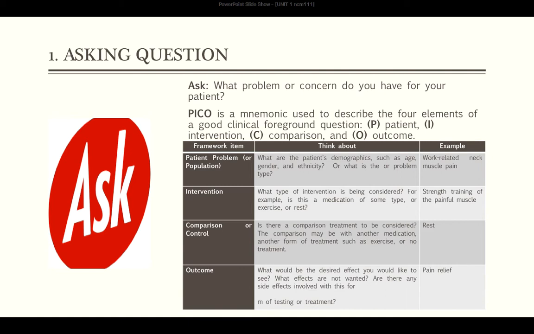So, pinag-compare niya rito yung effectiveness ng strength training of the painful muscle, yung exercise, and then the rest, or yung wala kang gagawing treatment. Basta ipapahinga mo lang yung iyong neck muscles. And then the outcome. Ano yung gusto mong maging outcome? So, syempre, the pain relief, para mawala yung pain ng pasyente.